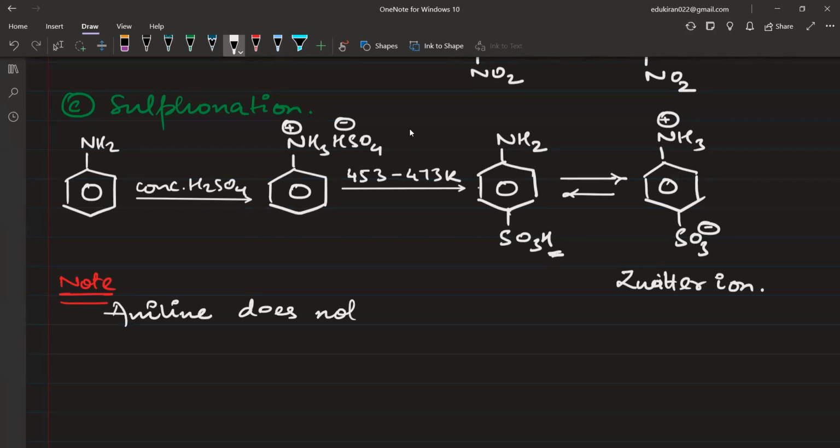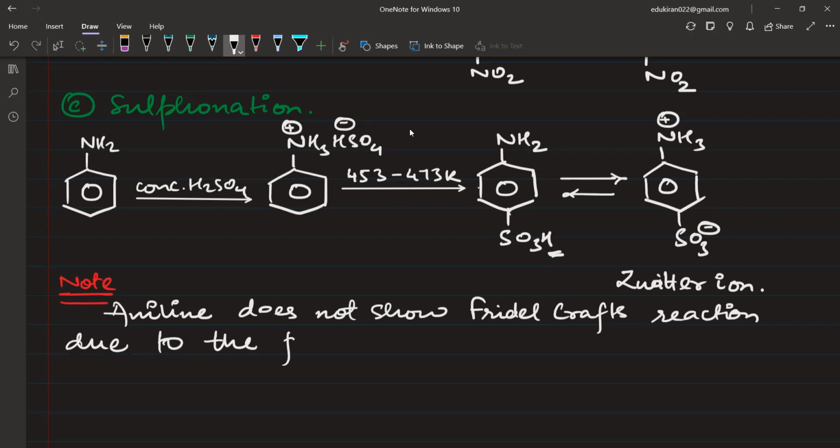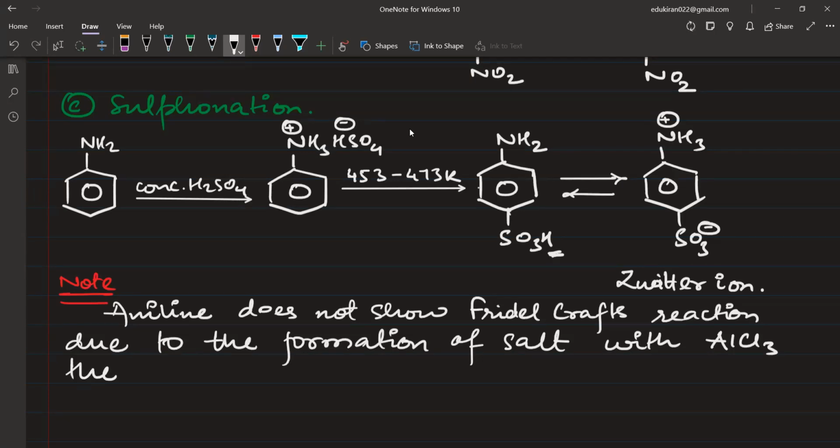Aniline does not show Friedel-Crafts acylation or alkylation. Okay, it does not show Friedel-Crafts reaction. Due to the formation of salt with AlCl3. How do we use AlCl3? As a Lewis acid, which is used as a catalyst.